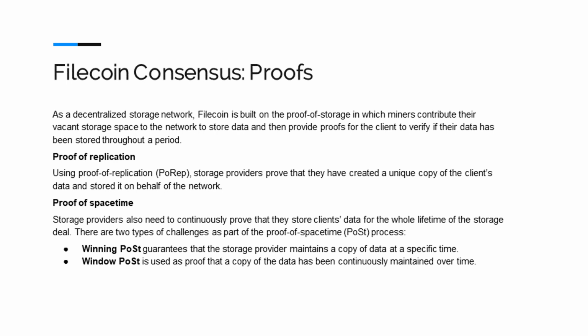There are two types of challenges as part of the proof of spacetime process. Winning proof of spacetime guarantees that the storage provider maintains a copy of data at a specific time. Window proof of spacetime is used as proof that a copy of the data has been continuously maintained over time.